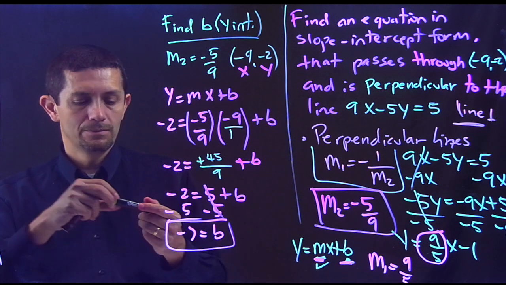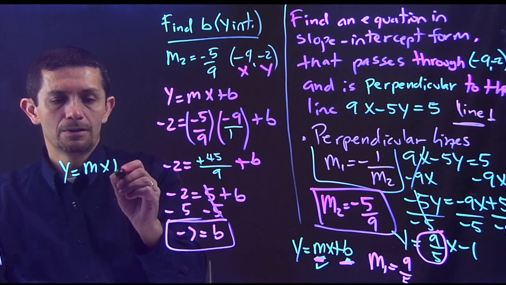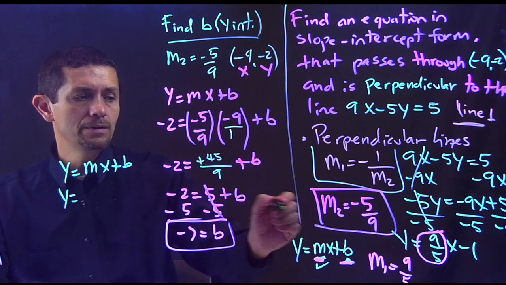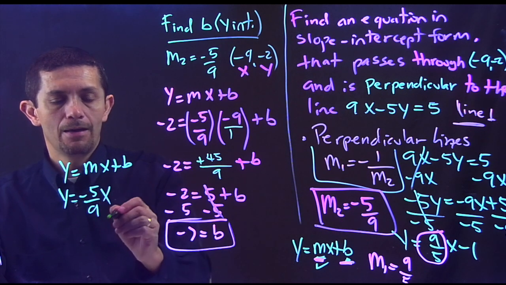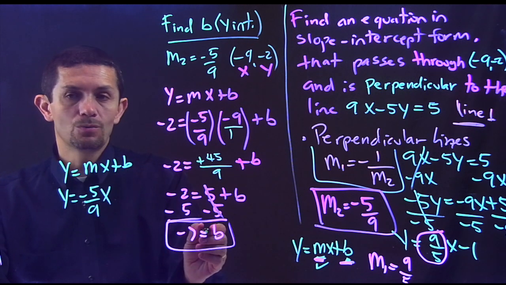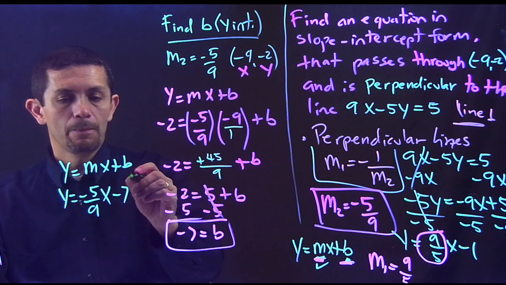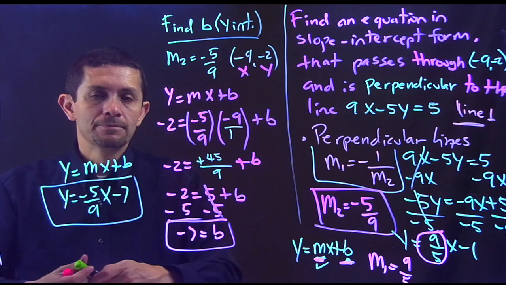So let's go back. Now I'm going to write y equals mx plus b. y equals m, and m is -5/9, x plus b. In this case, your y-intercept, your b, is negative, so -7. And this is the equation in slope-intercept form.